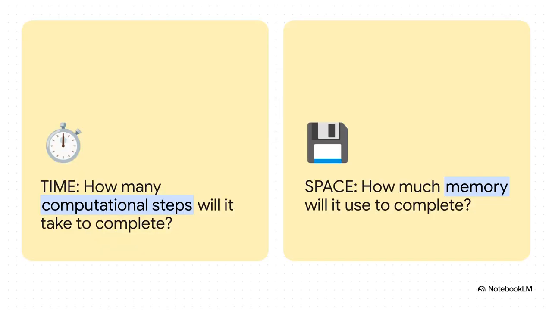Okay, so what on earth do time and space complexity even mean? It sounds complicated, but I promise it's not. Basically, engineers are trained to think about any solution in terms of two super important resources. First, time. That's just asking, how many steps does my code need to take to get this done? And second, space, which is how much memory is this thing going to eat up? Every single piece of code is a balancing act between those two.